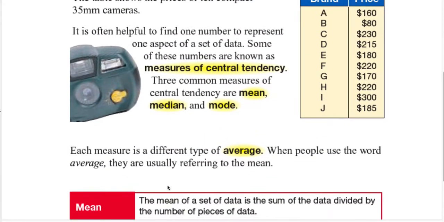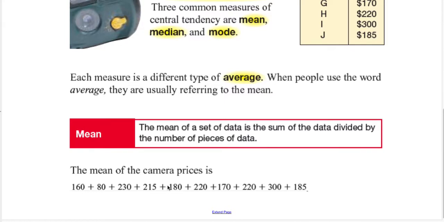160 plus 80 plus 230 plus 215, adding all the prices in the table, and then dividing by 10. Why? Because there are 10 pieces of data in that table. And that is the definition of the mean.